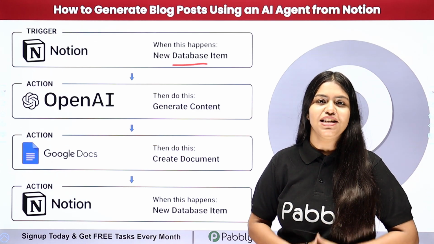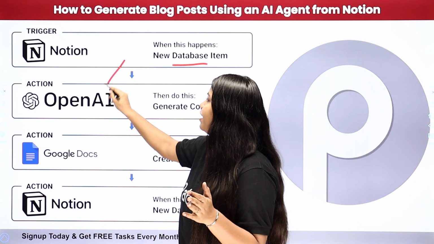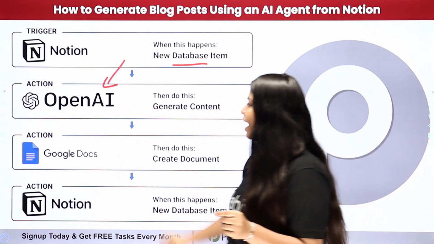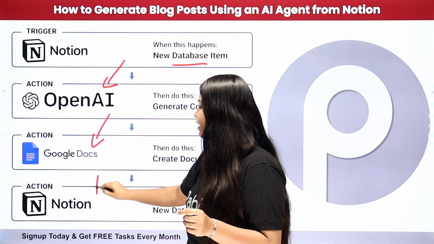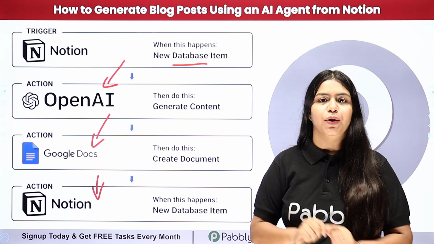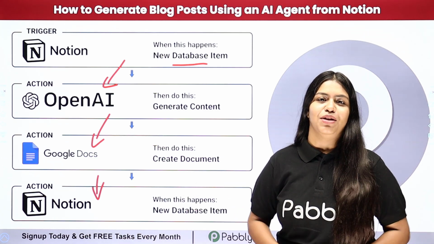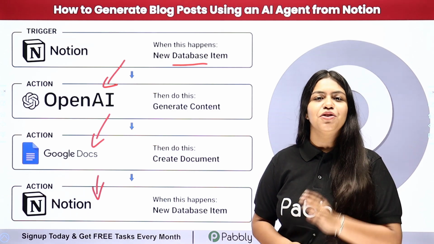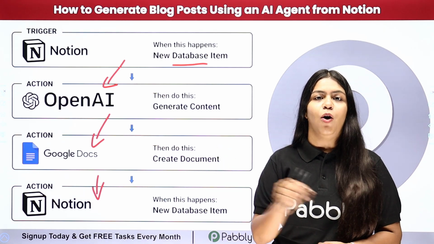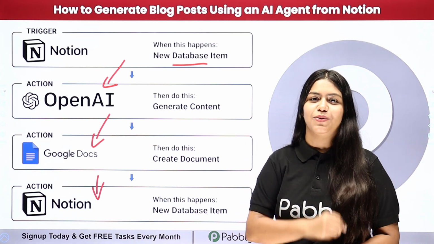So easy, right? So to do this, we are simply going to create a connection between Notion, our AI agent, which is OpenAI, Google Docs, and then again Notion. And to create this connection without knowing any programming or coding language, we are going to use Pabbly Connect. It is an amazing automation software. So do you also want to create this automation and generate blogs automatically? Then for that you have to come with me towards my screen.